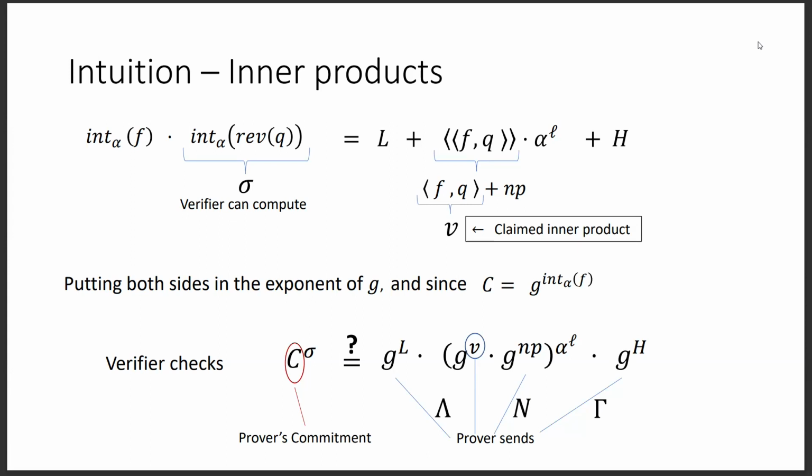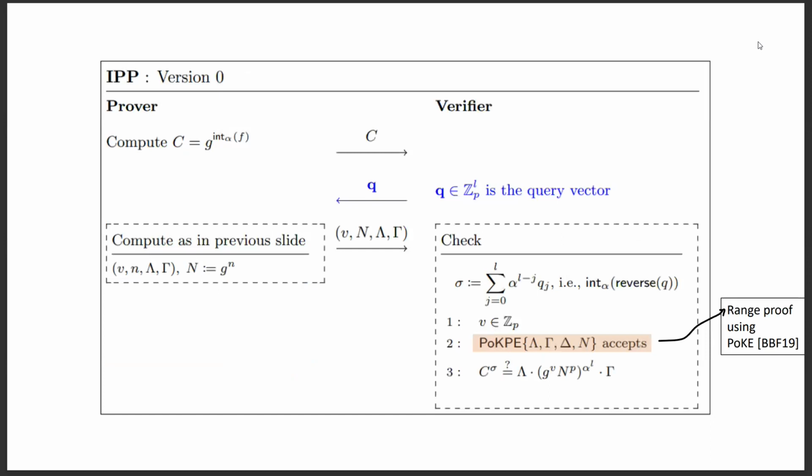So what do we do? We put everything in the exponent because we can prove integer equalities. The verifier check is going to be something like C to the power sigma is equal to G to the power L times G to the power H times the middle term. And the prover sends you all the group elements that you do not need, basically the junk commitments. So the protocol looks something like this. The prover sends you a commitment, the verifier sends you a query, the prover then computes a bunch of group elements and sends them to you, and the verifier computes sigma and does a bunch of checks.